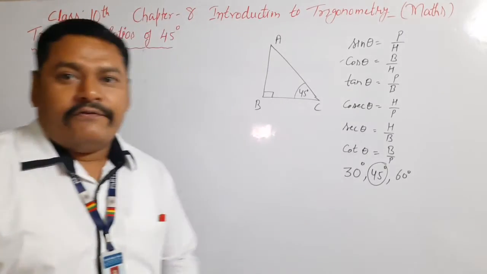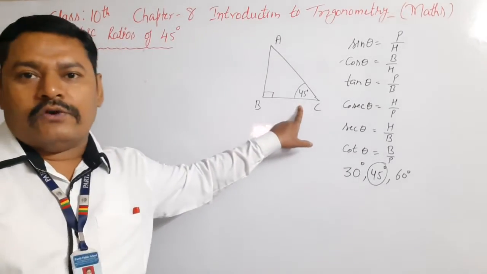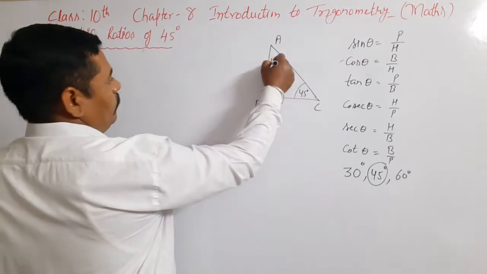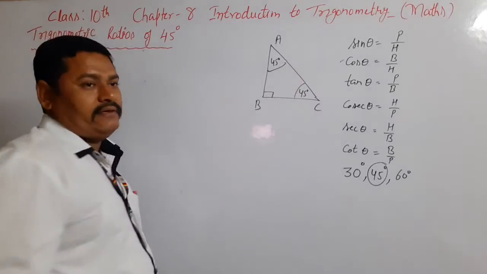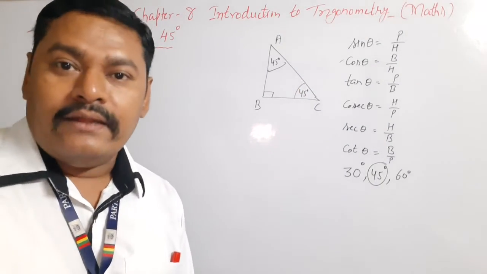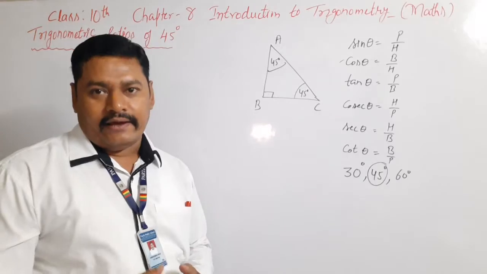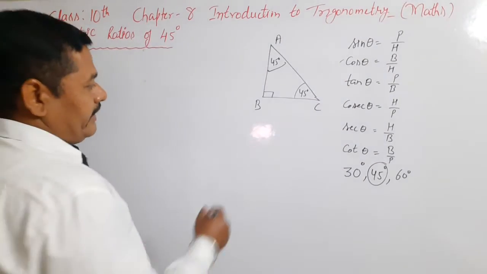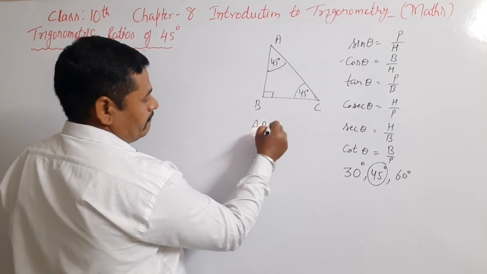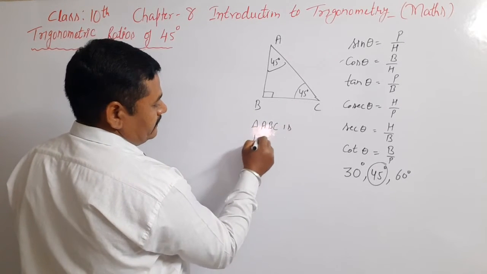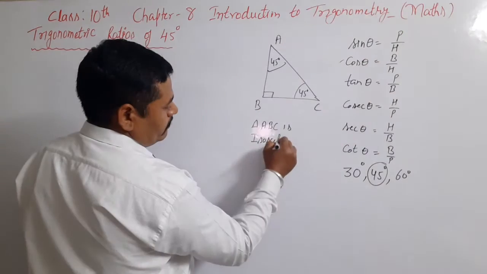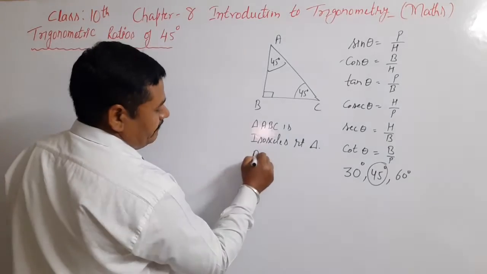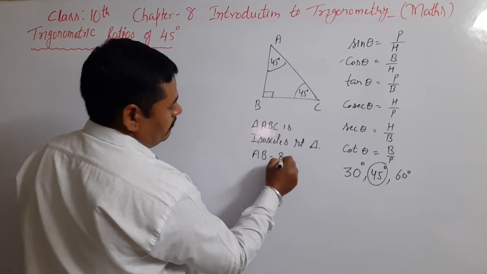Do you observe, if in a right triangle one acute angle is of 45 degree, then the other acute angle is also of 45 degree. So we can say that triangle ABC is an isosceles right triangle. So if triangle ABC is an isosceles right triangle, then AB is equal to BC.